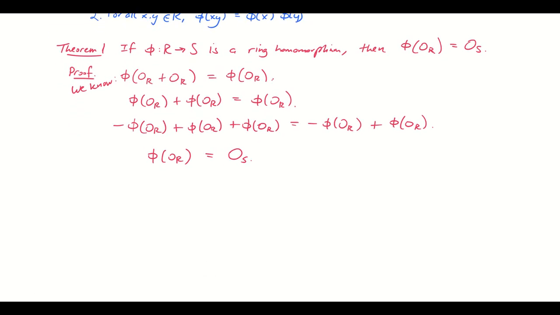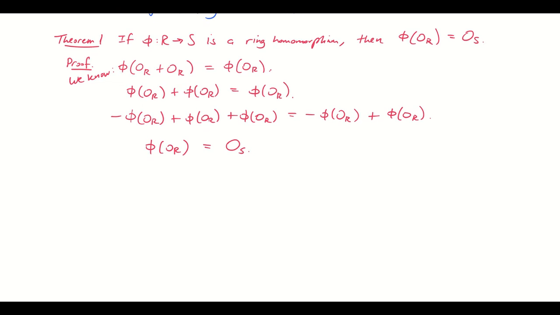Okay, now here's a fun fact though, because the next thing you might think is, well, if we can use the fact that phi preserves addition to prove that phi of 0 of R is equal to 0 of S, then certainly we ought to be able to use multiplication properties in the same way to prove that phi of 1 of R has to be 1 of S. But that's actually not necessarily the case. And it's not necessarily the case for kind of an annoying reason. So here's an example.